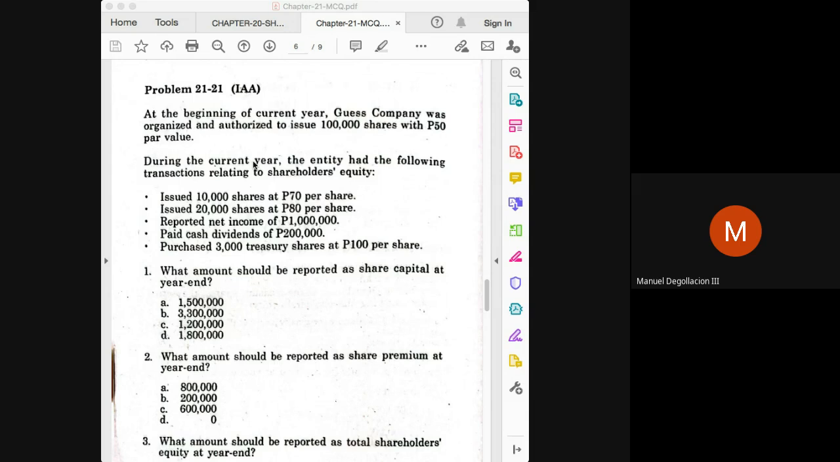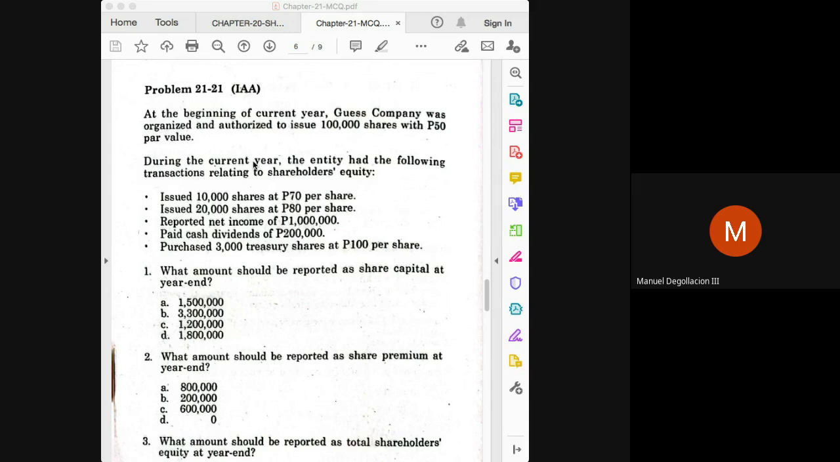Debit share premium, how much was it? 10,000 times 50, we have 500. And then credit share premium 200,000. Okay, so debit again, debit cash 700,000, credit share capital 500,000, credit share premium 200,000.